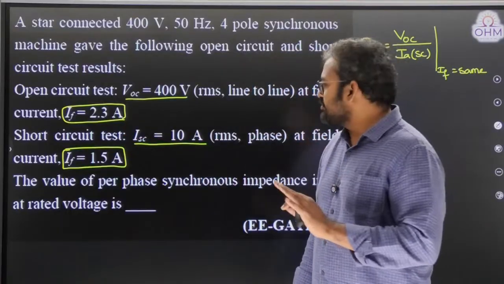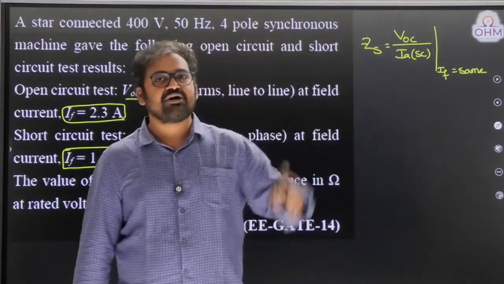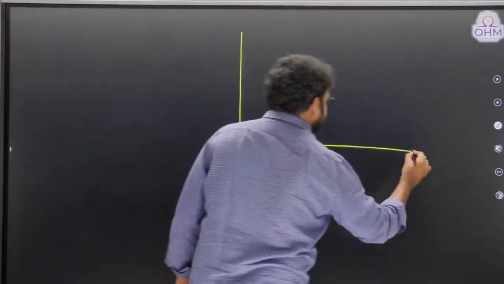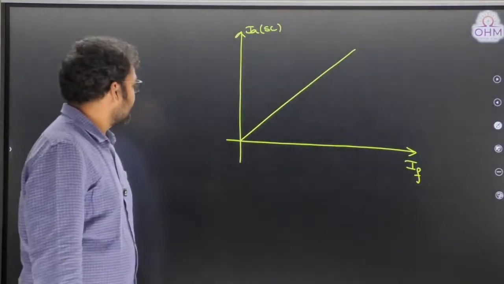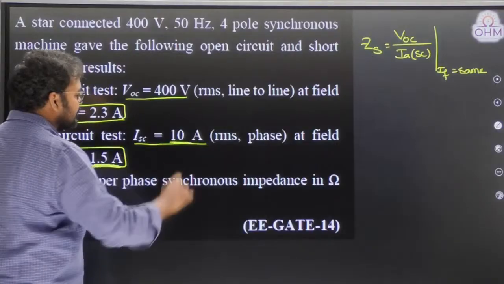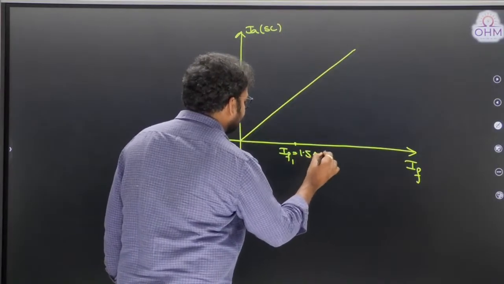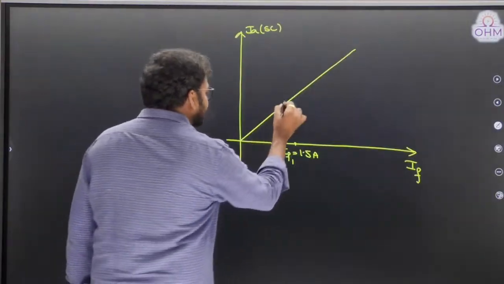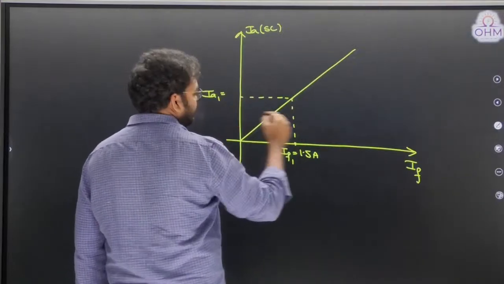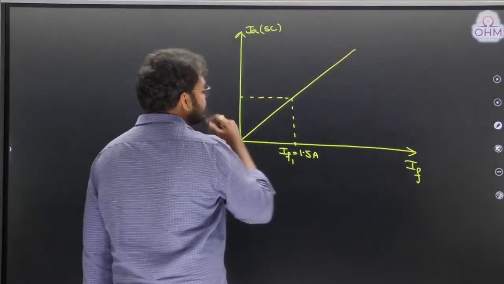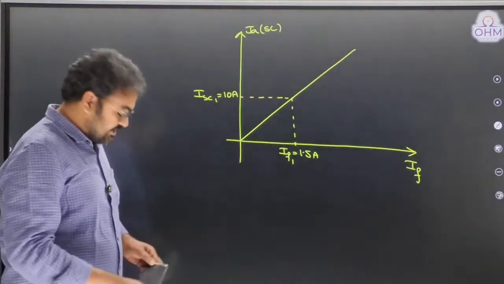What I am going to do is look at the short circuit characteristics. Why? Because we know short circuit characteristics are linear. Linear, a straight line passing through origin. If I draw the short circuit characteristics by taking field current on the x-axis and short circuited armature current on the y-axis, it is a straight line passing through origin. What is the given field current? 1.5 ampere gives you a short circuit current of 10 ampere. When field current IF1 is 1.5 ampere, the armature current, or ISC1 if you're confused, the short circuit current, ISC1 is equal to 10 ampere. But I want to know what the short circuit current is at a field current of 2.3 ampere.